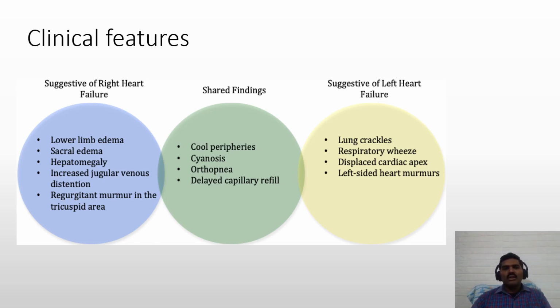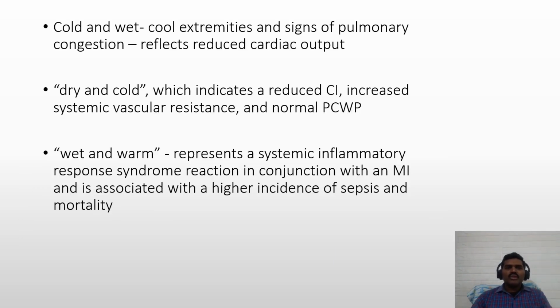So there are different forms of shock: cold and wet shock, dry and cold shock, wet and warm shock. Cold and wet shock occurs with cool extremities and signs of pulmonary congestion, which reflects a reduced cardiac output. Dry and cold shock indicates reduced cardiac index and increased systemic vascular resistance with normal PCWP. Wet and warm shock represents a systemic inflammatory response syndrome reaction in conjunction with myocardial infarction and is associated with a higher incidence of sepsis and mortality.